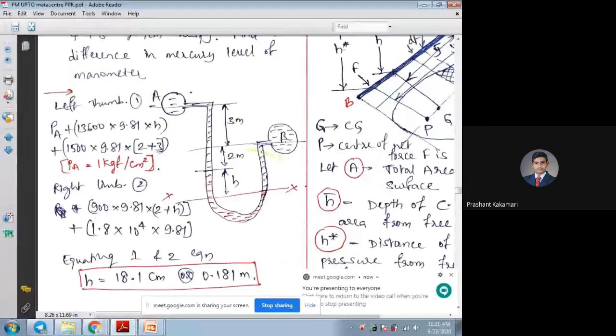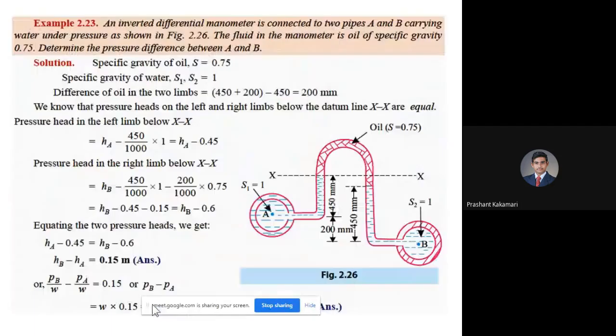Did you understand? PB side means our same procedure. High pressure liquid is pushing the mercury downside. So PB plus this pressure I can add. Other side I'll add all these pressures in the regular manometers. But in the inverted manometers it is opposite.